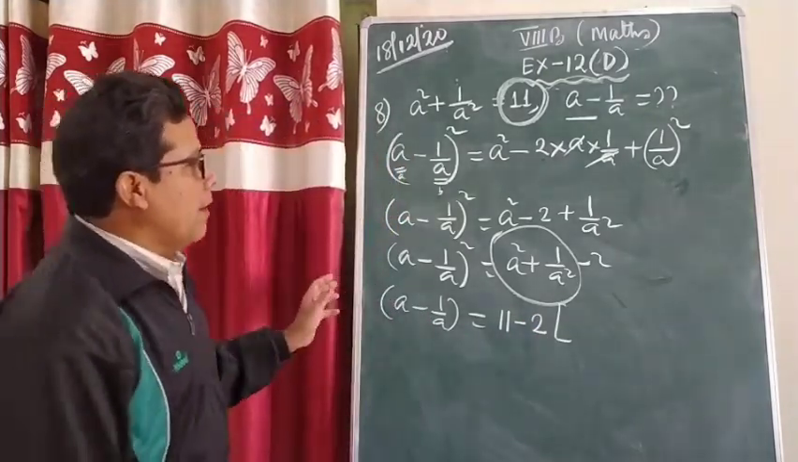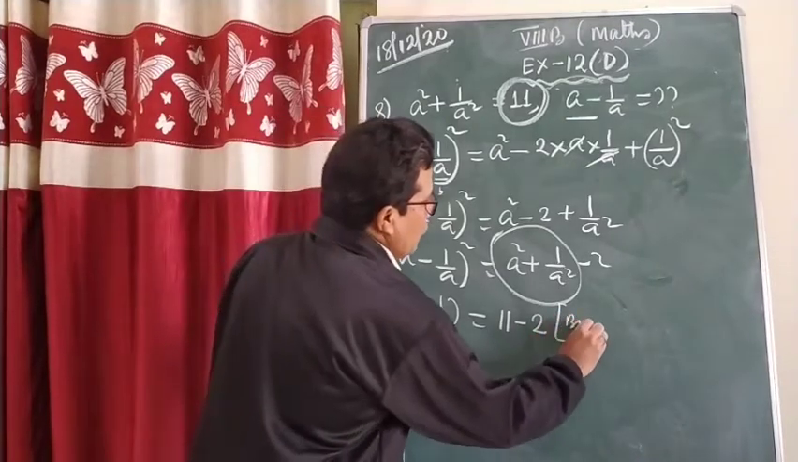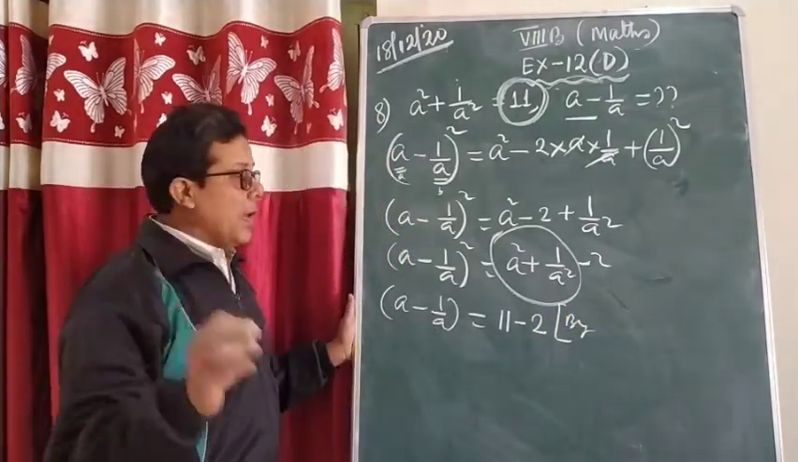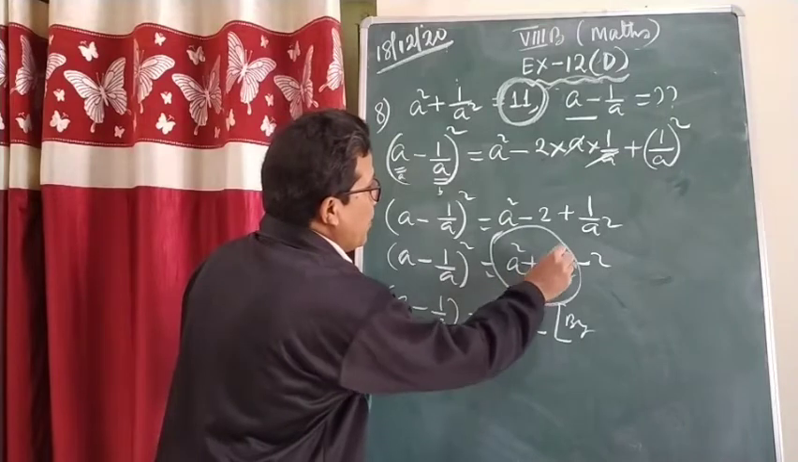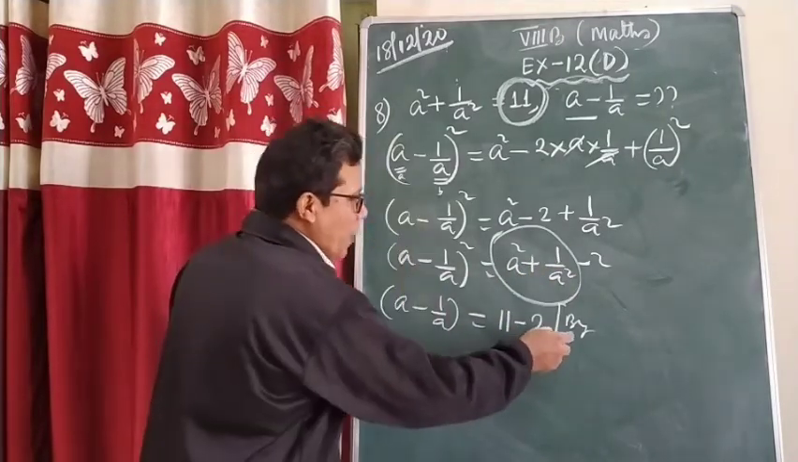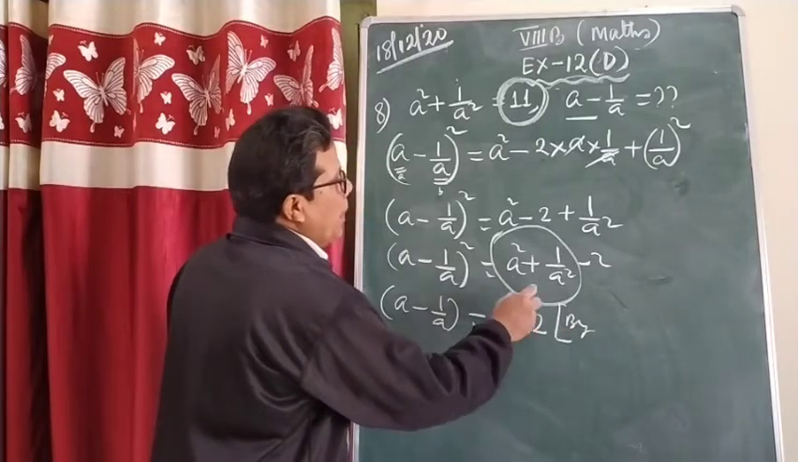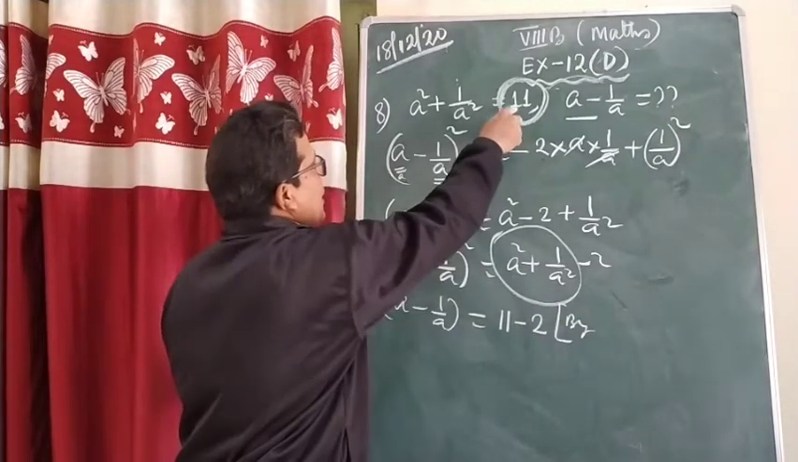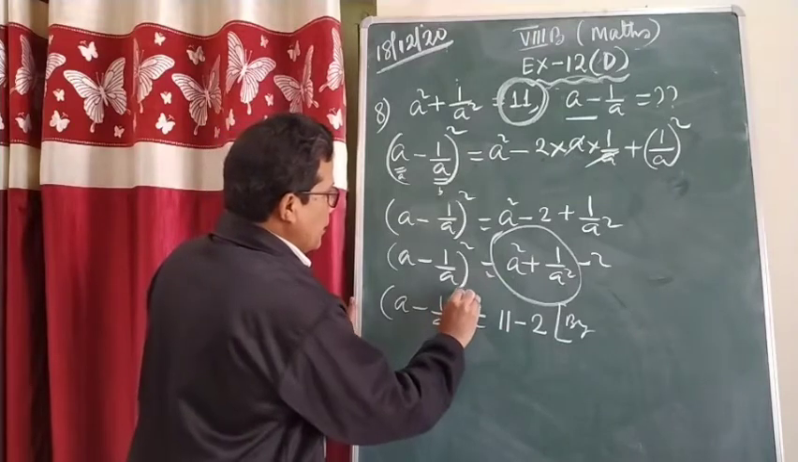By putting the value of it, you must write it, then you will never get confused. In place of a square plus 1 by a square, how did 11 come? A question will definitely arise later. But if you write it by putting the value of a square plus 1 by a square, where does it come from? It is given there. So here also the square sign, I made a mistake.